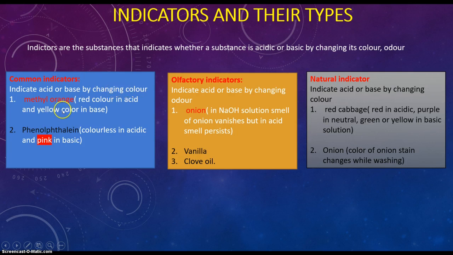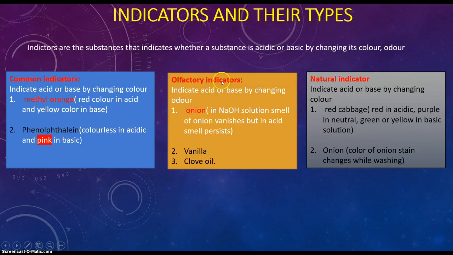If I give you an example, methyl orange is a common indicator that we usually use in the laboratory. Methyl orange shows a red color in acid solution and yellow color in basic solution. Moreover, phenolphthalein is a very popular indicator, right? Phenolphthalein is colorless in acidic solution and shows a pink color in basic solution. So these are some common indicators, like methyl orange and phenolphthalein.